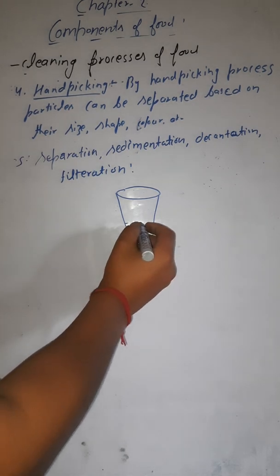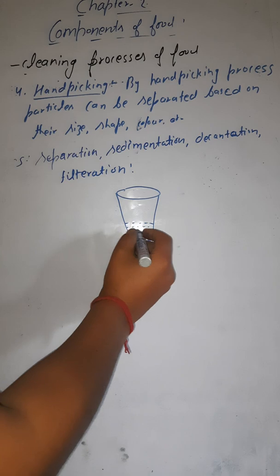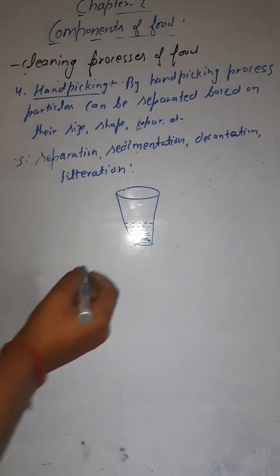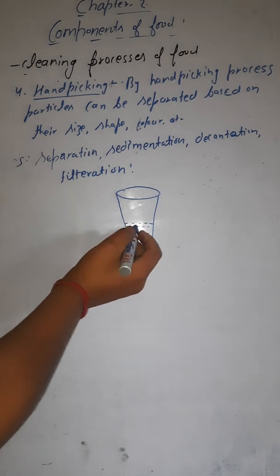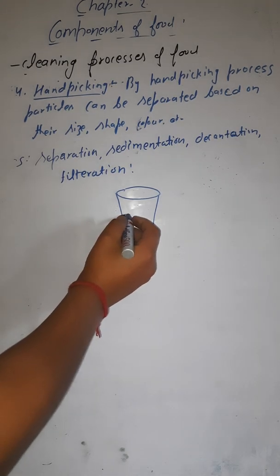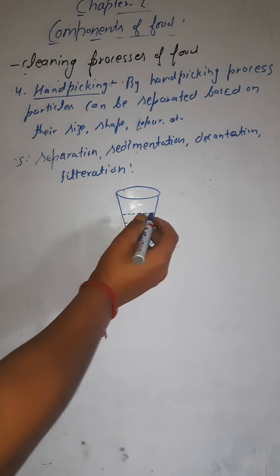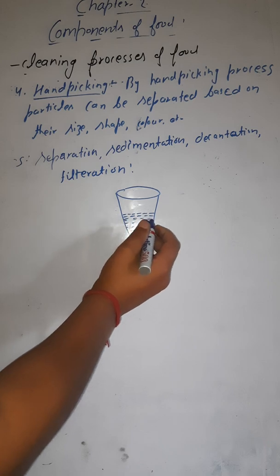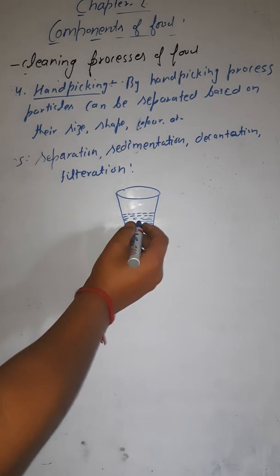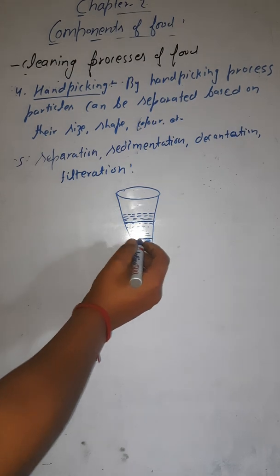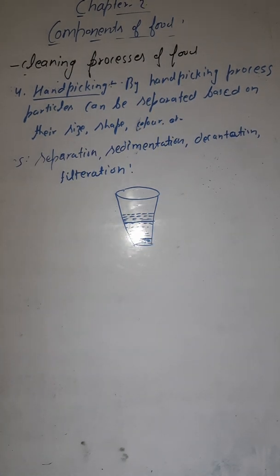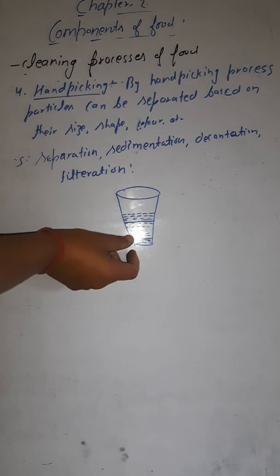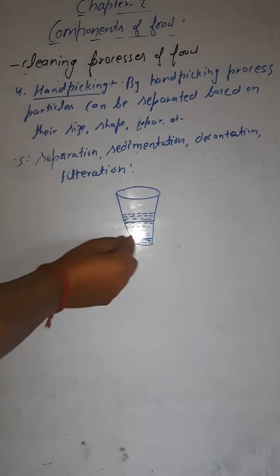Then you have water over the sand part. These are downside, the sand particles. And then upside of this water you have the oil here. So basically, you have three layers. At the top you have the layer of oil, in between you have the layer of water, and at the bottom you have the sand layer here.